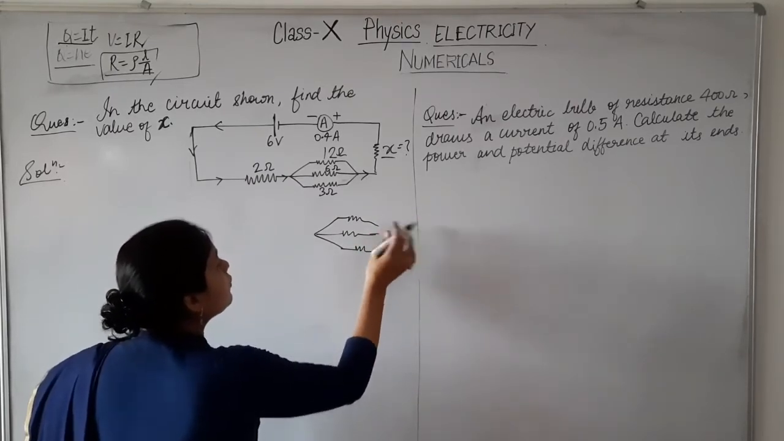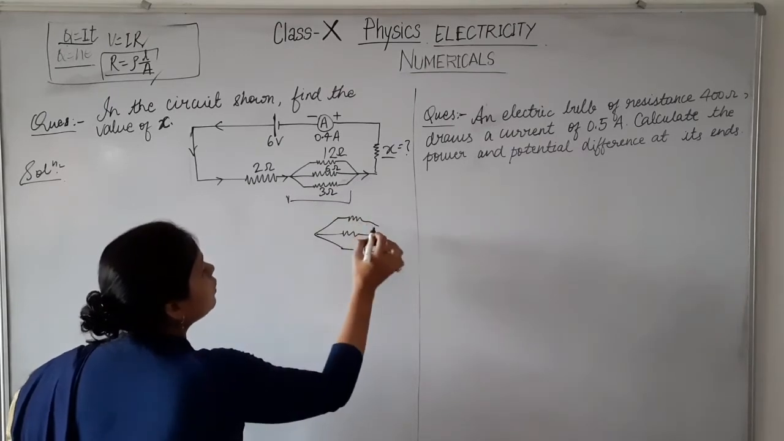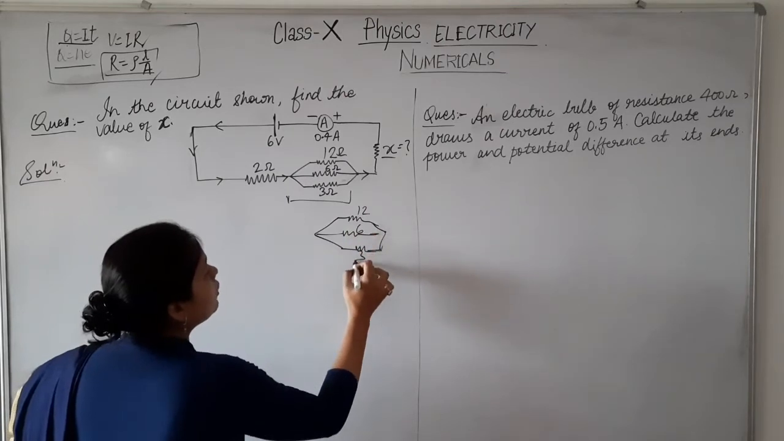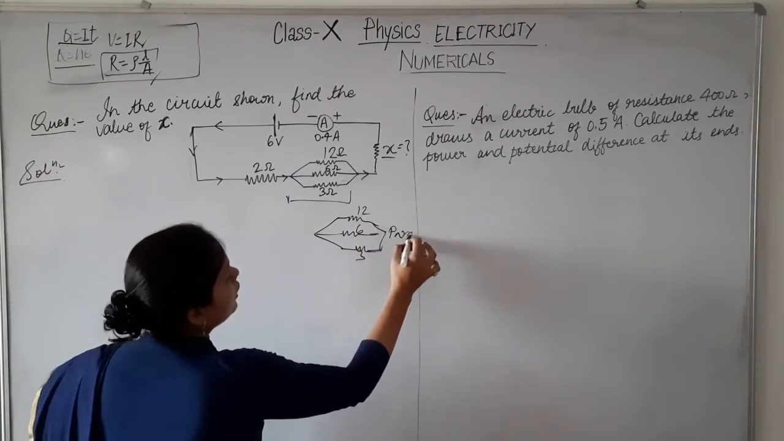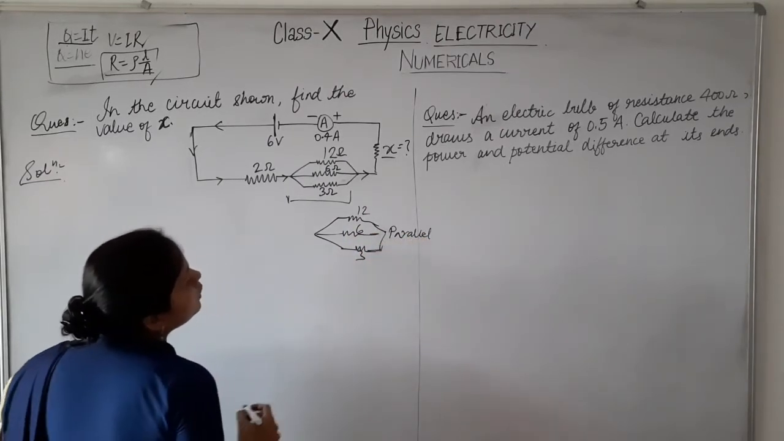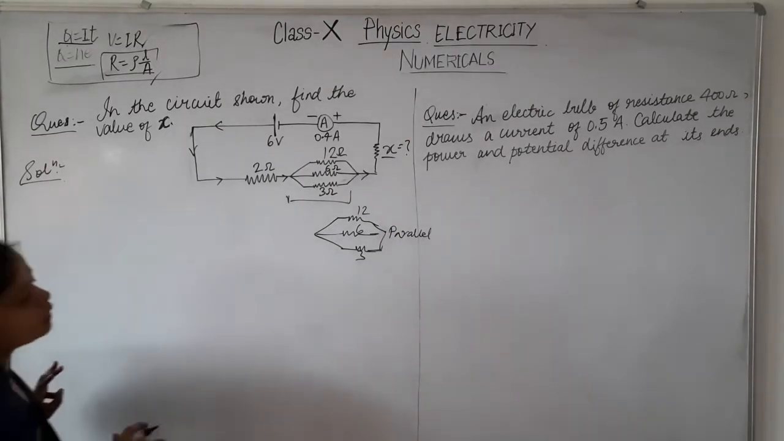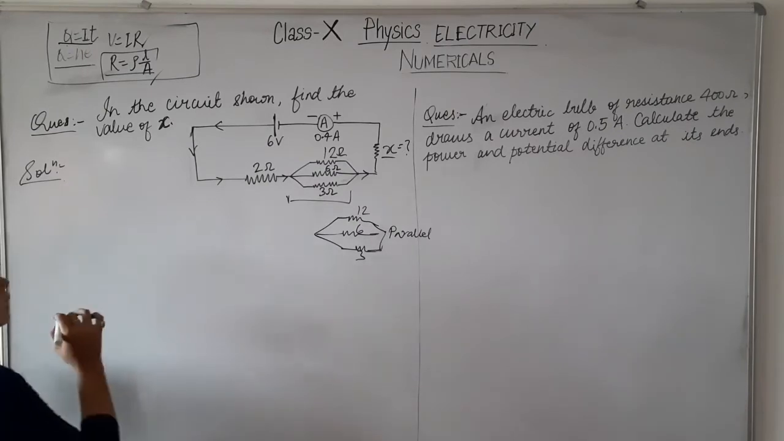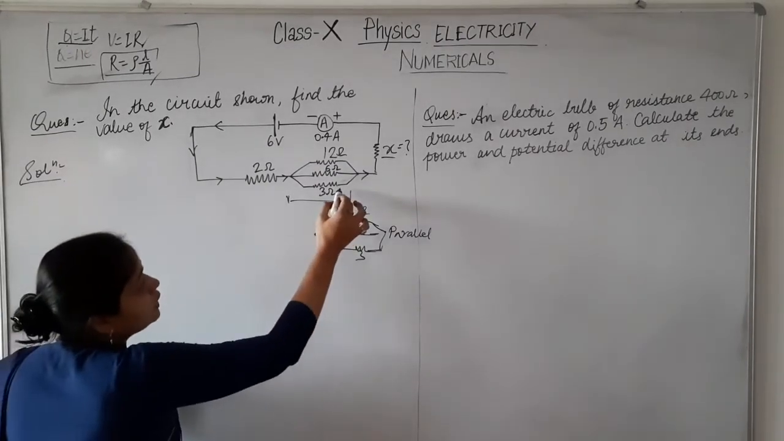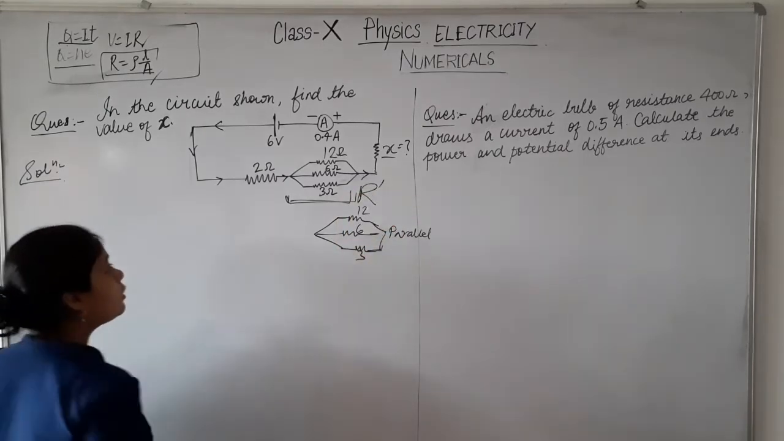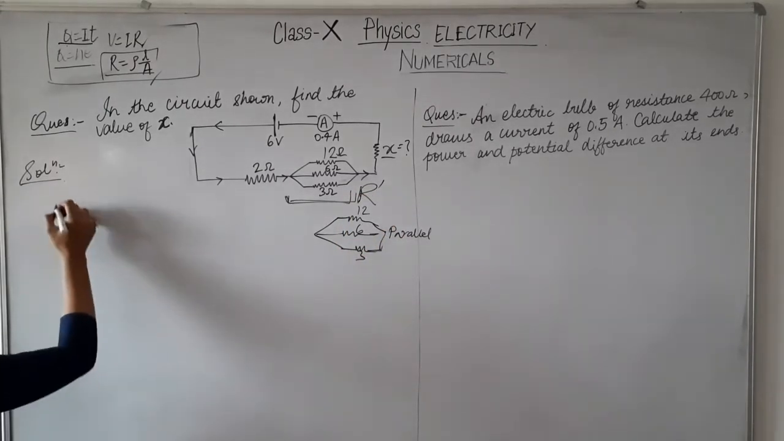Means if we consider only this much part of this circuit, what we will get? This 12, 6 and 3 are actually connected in parallel. So first of all, before doing anything, let us consider that the equivalent resistance of this much portion will be R dash. Now start finding the value of R dash.